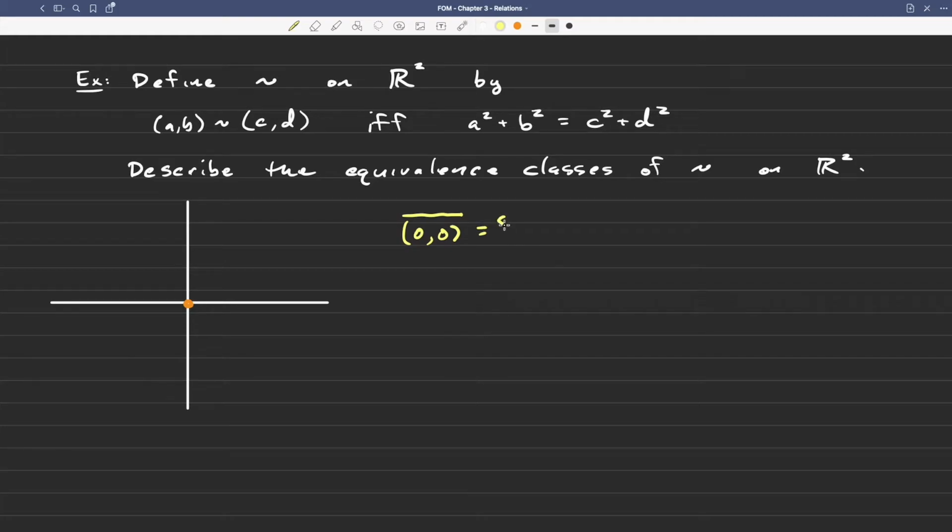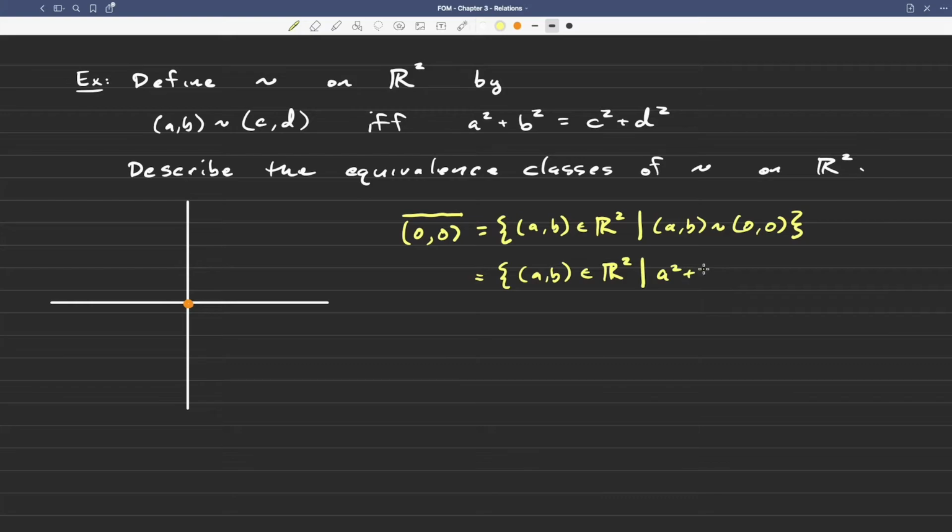Well, according to the definition of the idea of equivalence class, this would be the set of all A comma B in R2, because that's the set on which we're defining our equivalence relation. And then AB needs to be equivalent to 0, 0. But this is the same thing as saying A squared plus B squared equals 0 squared plus 0 squared, which is just 0. Well, which ordered pairs in the plane satisfy A squared plus B squared equals 0?